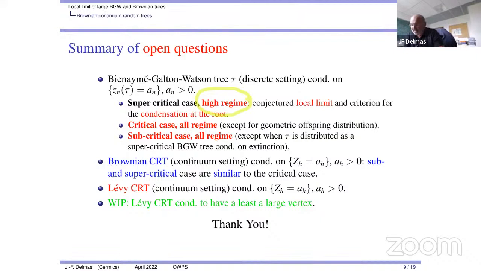Now, for the Brownian CRT, conditioning on the size at time H to be equal to A of H, the subcritical and supercritical cases are similar, and we have a very close result. In a sense, this is in the same spirit as the geometric offspring distribution for the Galton-Watson tree. So this is not really a surprise. And then considering more general continuum random trees, the so-called Lévy tree, is an open question. And maybe I wanted to mention a work in progress about conditioning Lévy trees to have at least one large vertex. Okay, I will stop here and thank you very much for your attention.